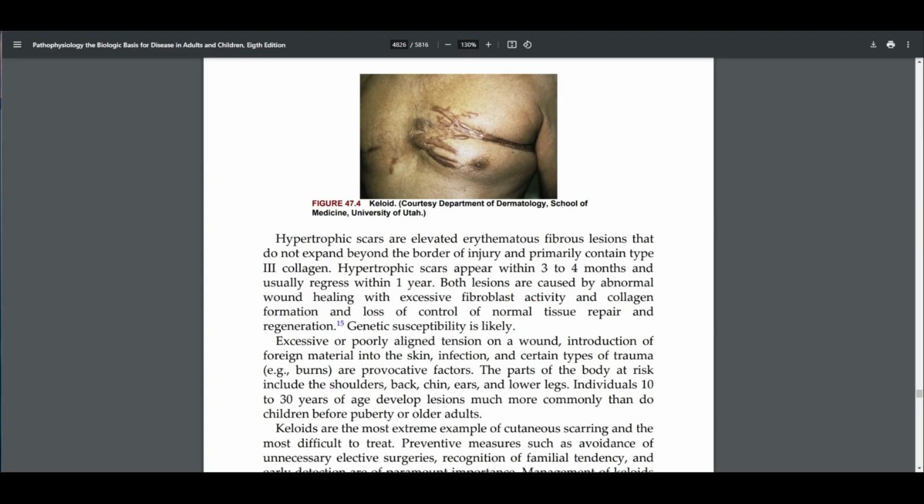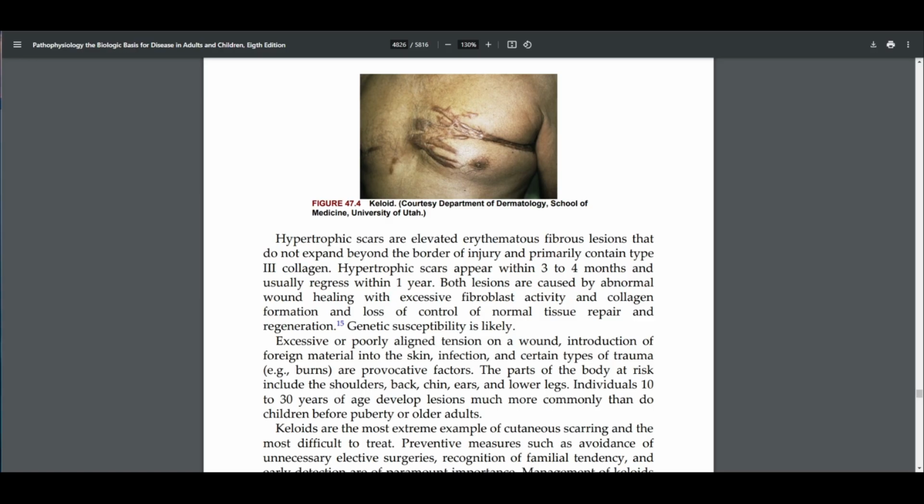Genetic susceptibility is likely. Excessive or poorly aligned tension on a wound, introduction of foreign material into the skin, infection, and certain types of trauma are provocative factors. The parts of the body at risk include the shoulders, back, chin, ears, and lower legs. Individuals 10 to 30 years of age develop lesions much more commonly than do children before puberty or older adults.